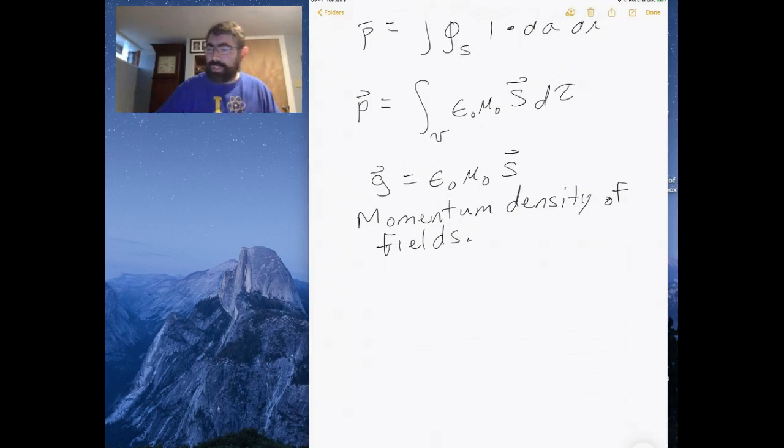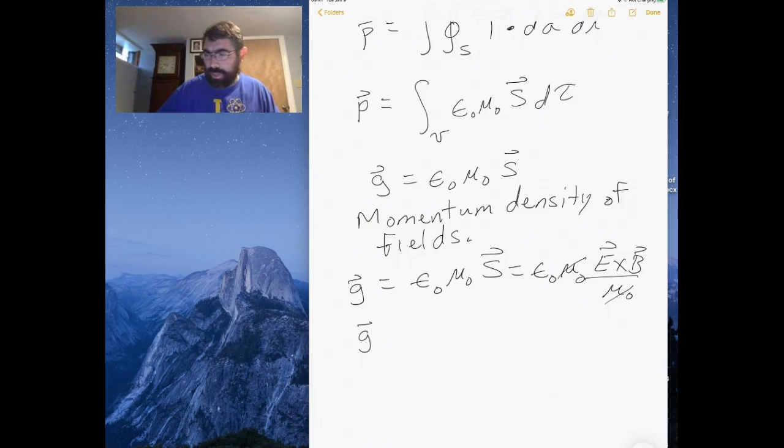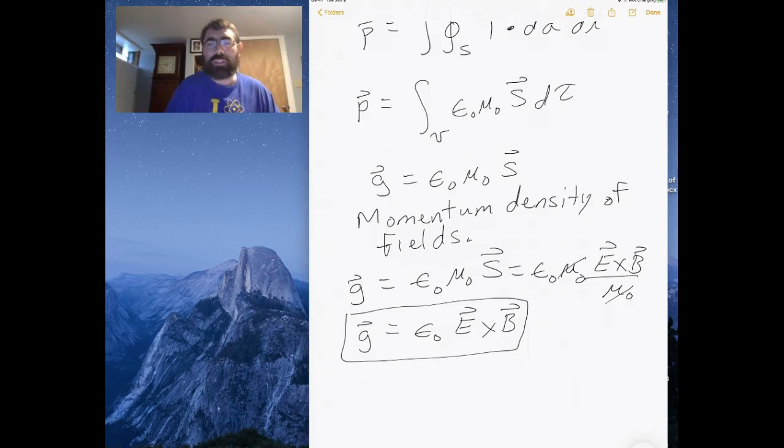Okay, so we can write this now down in terms of the fields. So I would have epsilon naught mu naught times S, which is epsilon naught mu naught, E crossed into B divided by mu naught. Mu naughts cancel. And so what I get is that the momentum density is the cross product of the two fields that we have.